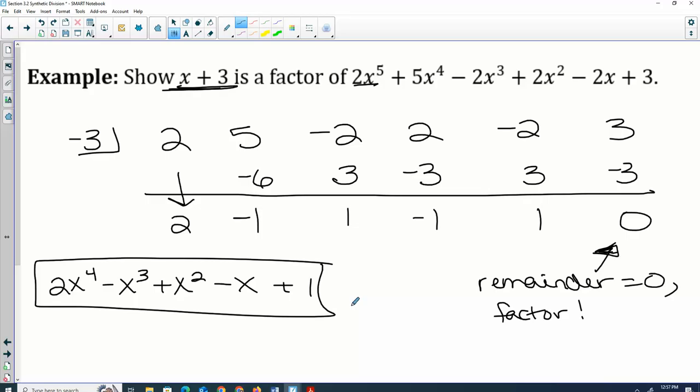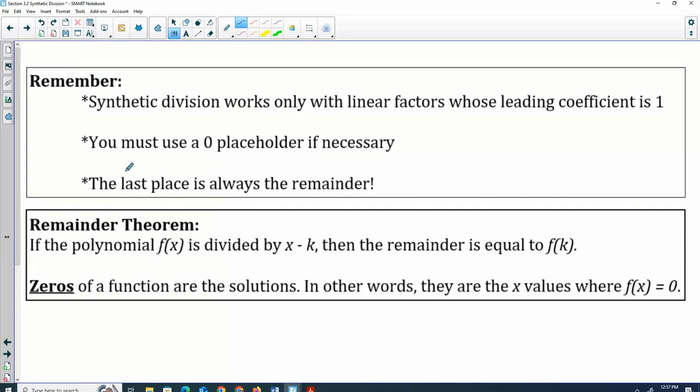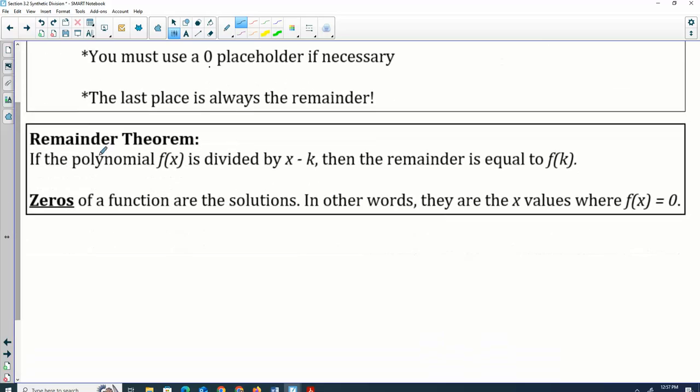So, few things to remember. Synthetic division only works with linear factors. You have to use zeros for any missing powers of x, and the last number you get is always your remainder. This is a really cool result, the remainder theorem. It says if the polynomial f of x is divided by x minus k, the remainder is equal to f of k.